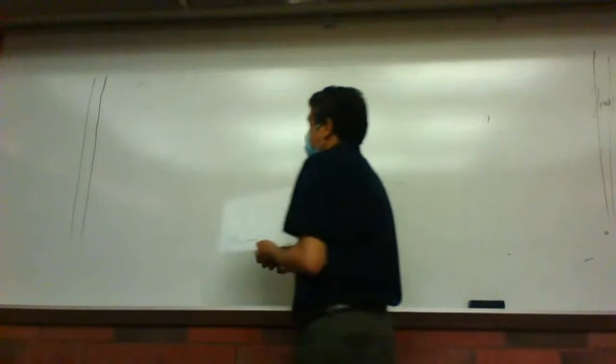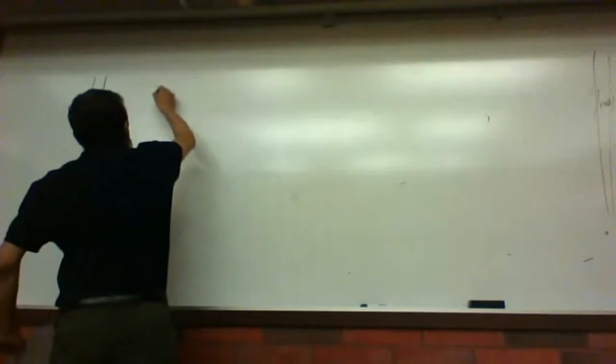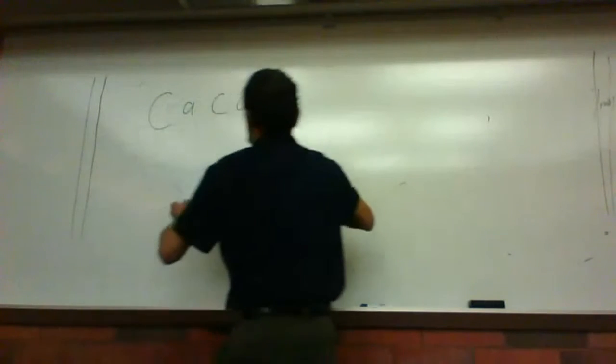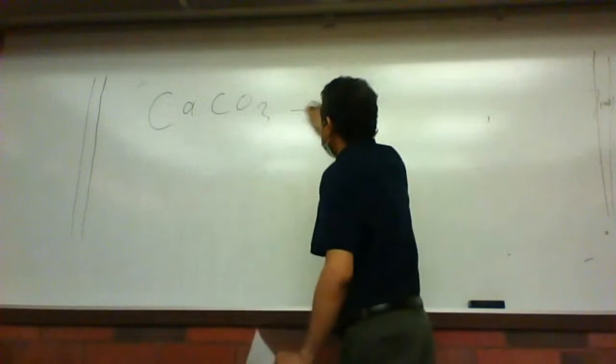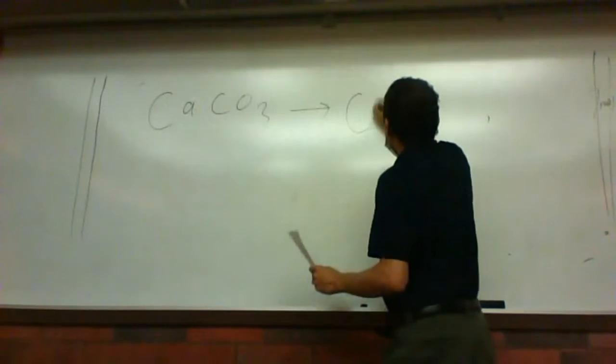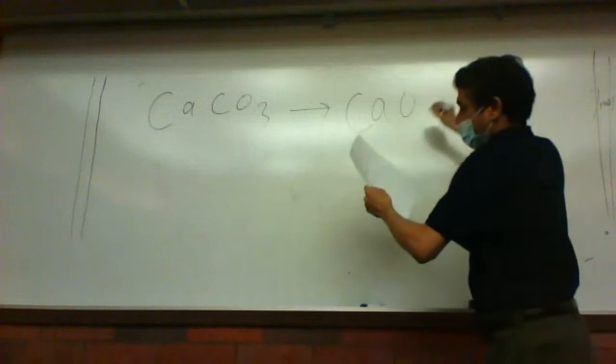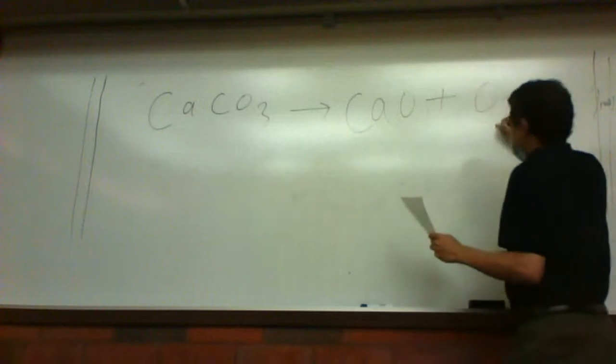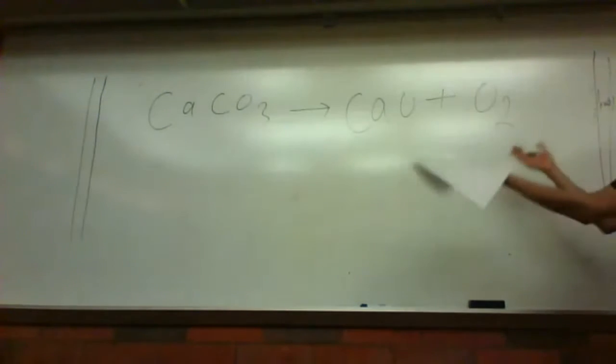Now here is one equation, just like this one. Calcium carbonate. This is solid. When you heat it, it breaks to give calcium oxide and carbon dioxide. I'm on the 15th slide here. So what is the heat change?